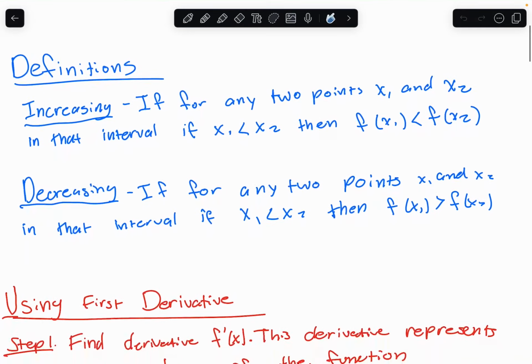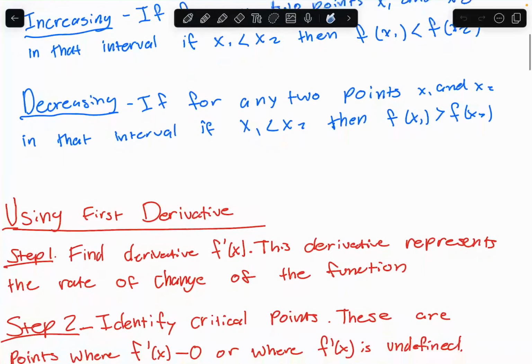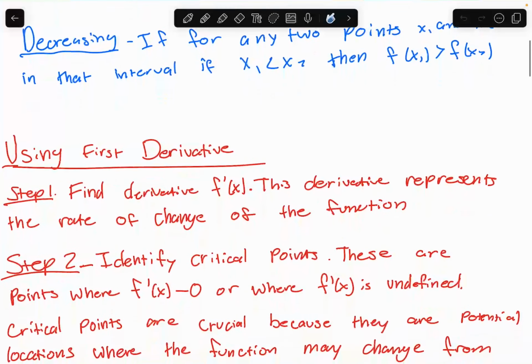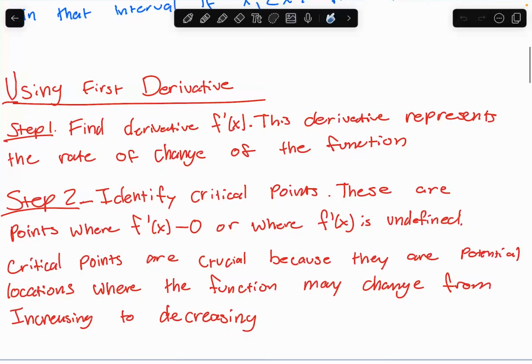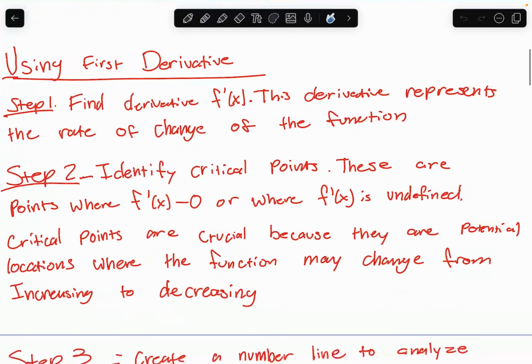So the most common method to find increasing and decreasing intervals involves the first derivative of the function. And so here are a couple steps to find the derivative and what we do with that after. First, step 1, find the derivative f prime of x. This derivative represents the rate of change of a function. And so we now move to step 2.